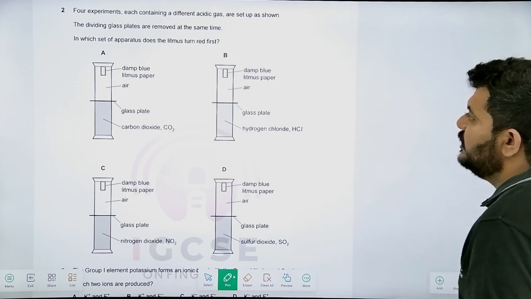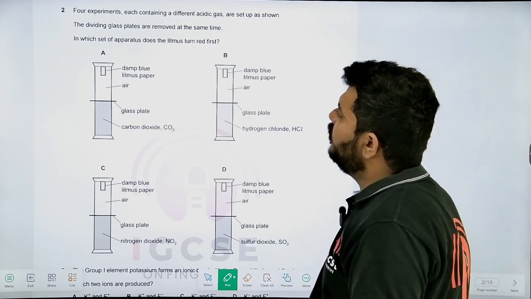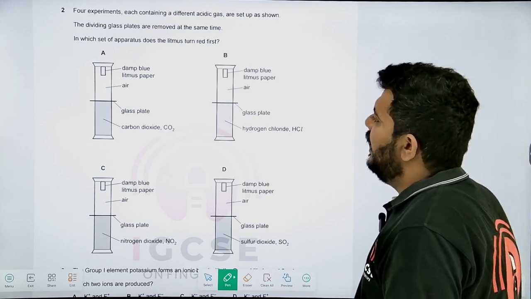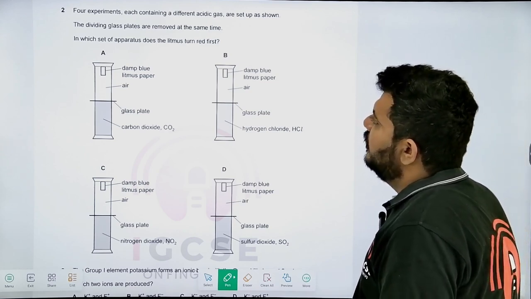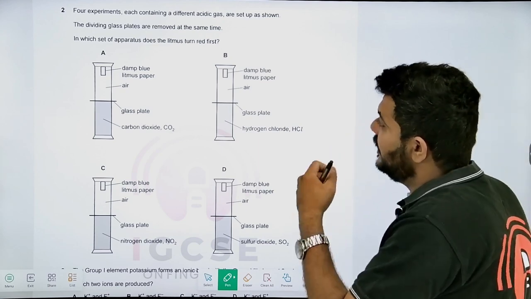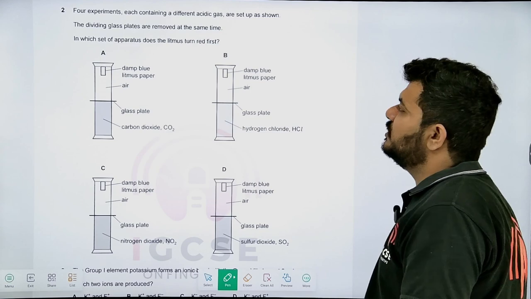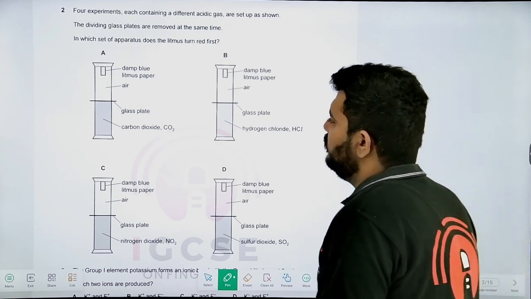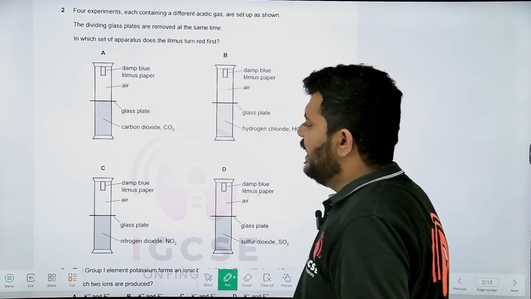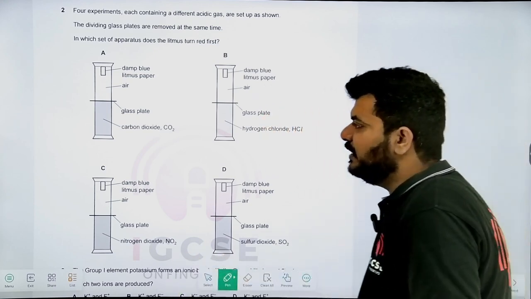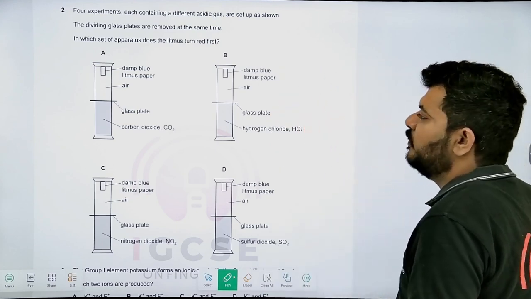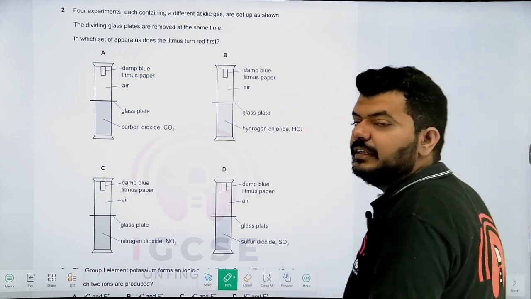Then let's look at question number 2. We have 4 experiments, each containing a different acidic gas, set up as shown. The dividing glass plates are removed at the same time. In which set of apparatus does the litmus turn red first? So we have carbon dioxide, hydrochloric acid, sulfur dioxide and nitrogen dioxide. I believe the one that is lightest will reach the damp litmus paper first and will turn it red first.